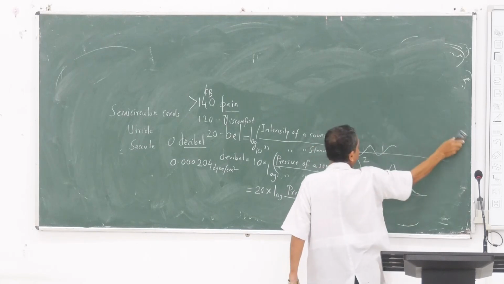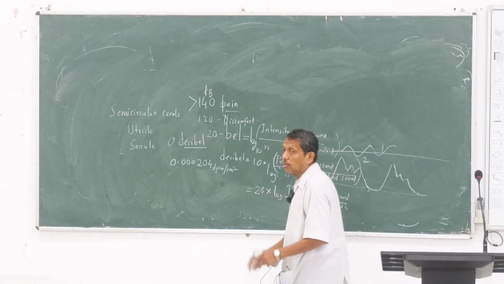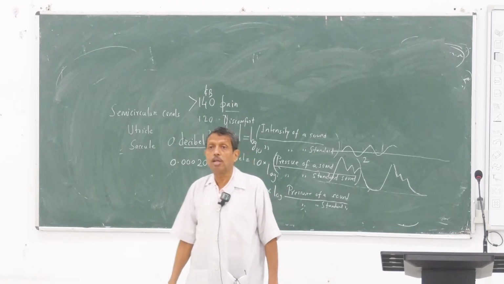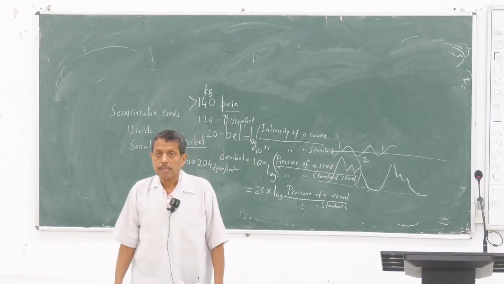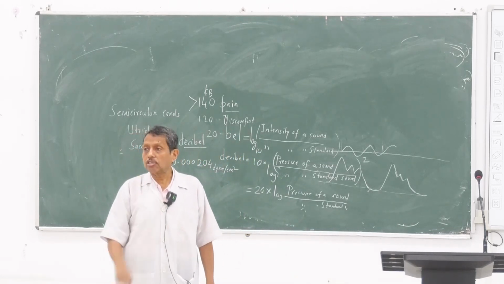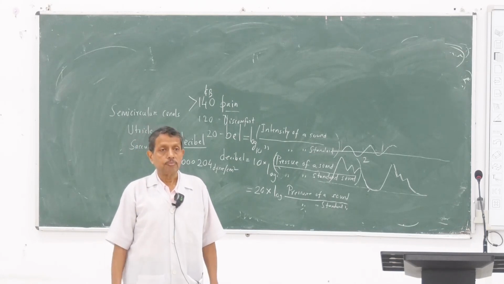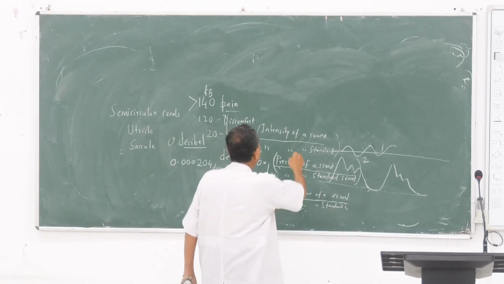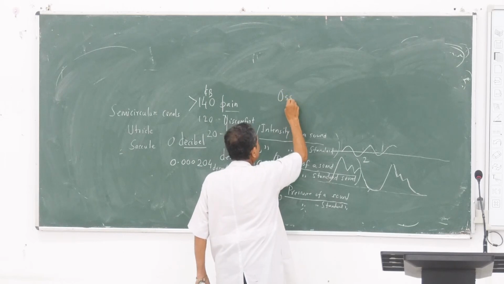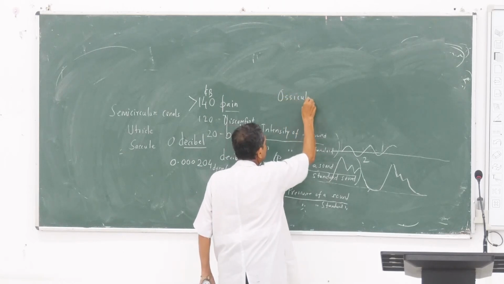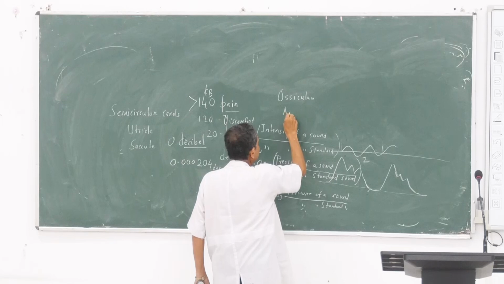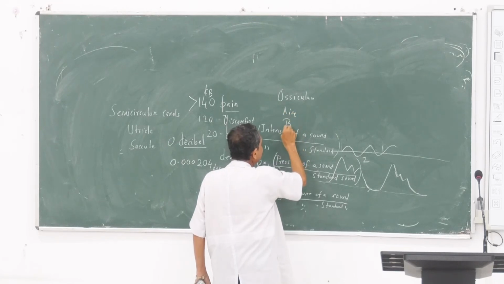Transmission to the middle ear is called ossicular conduction. The normal mechanism is ossicular conduction. And there are also the terms air conduction and bone conduction. Normally it is transmitted by the ossicles.